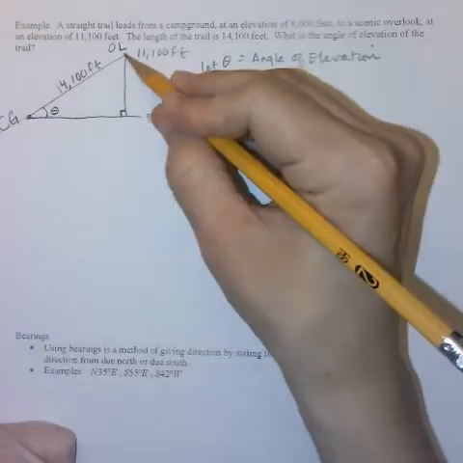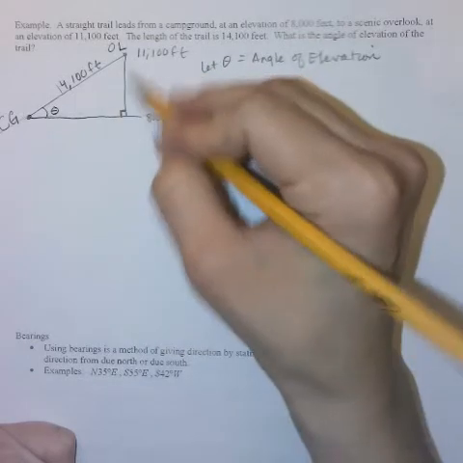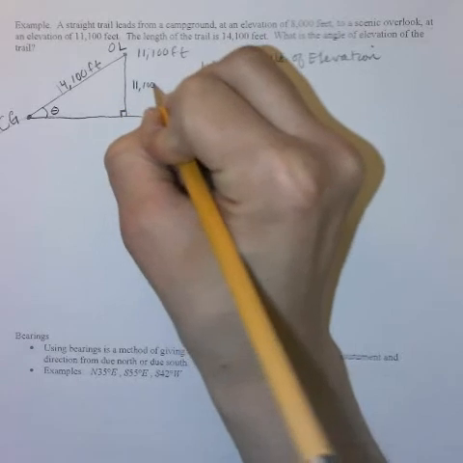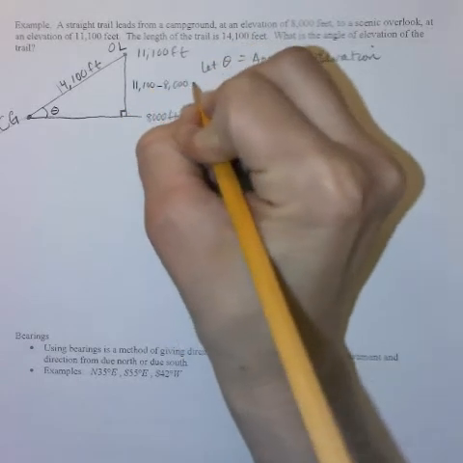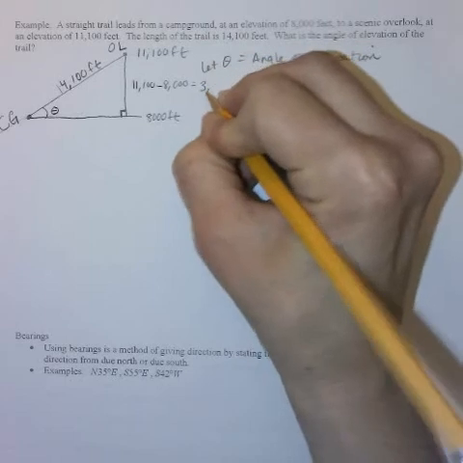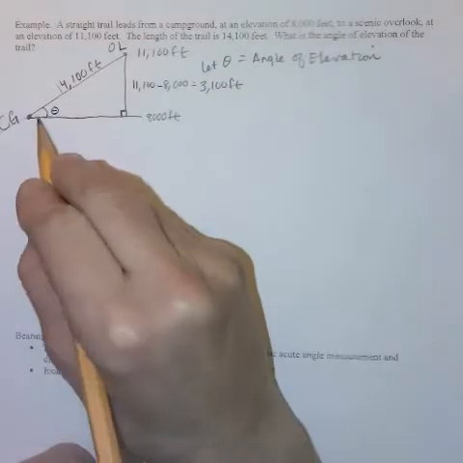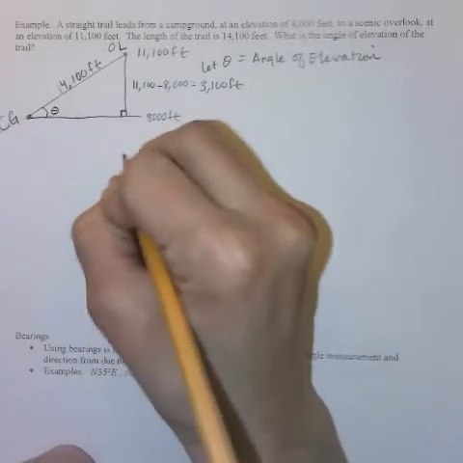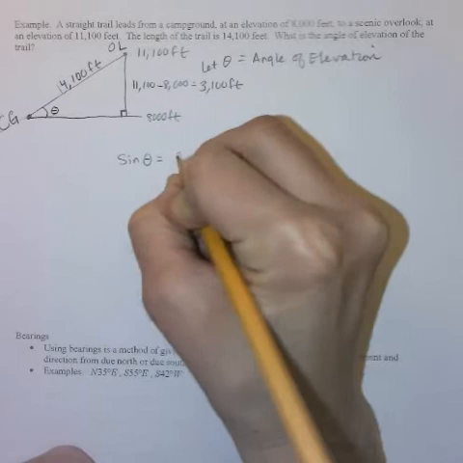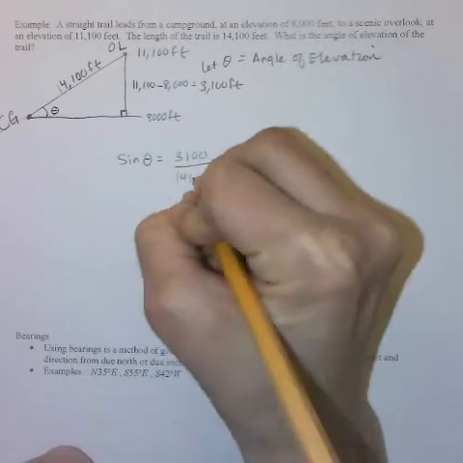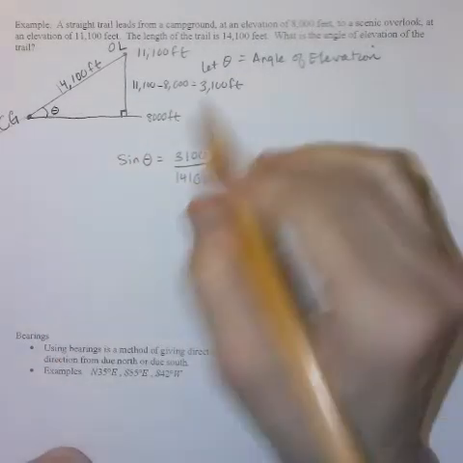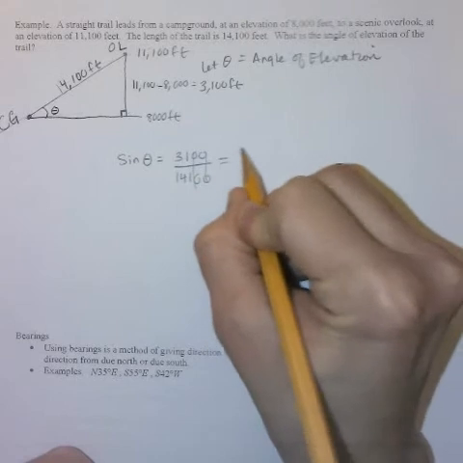So the change in the elevations will be the length of this side of the triangle. So 11,100 minus 8,000 is 3,100 feet. So from theta, this will be the opposite and the hypotenuse. So this implies that the sine of theta equals 3,100 over 14,100. Of course, these zeros cancel, so we can just use 31 over 141.